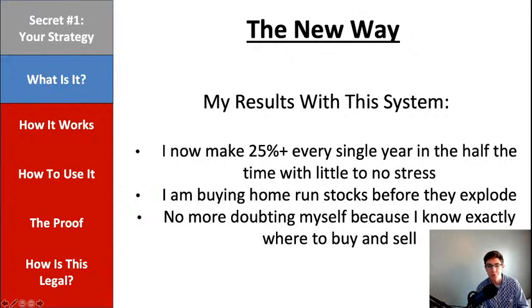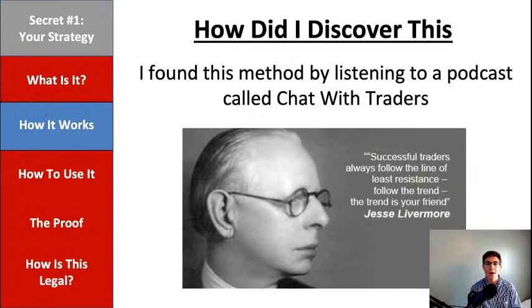So the results with this new system is I now make 25% plus every single year in half the time with little to no stress. I'm buying home run stocks before they explode. No more doubting myself because I know exactly where to buy and sell. So how did I discover the system? You're gonna be like, okay, Austin, that's so cool, but how did you, some 20-year-old, get this system?